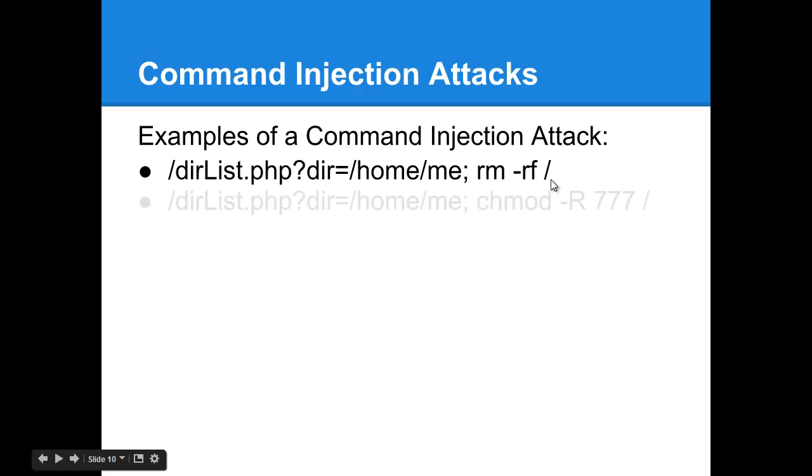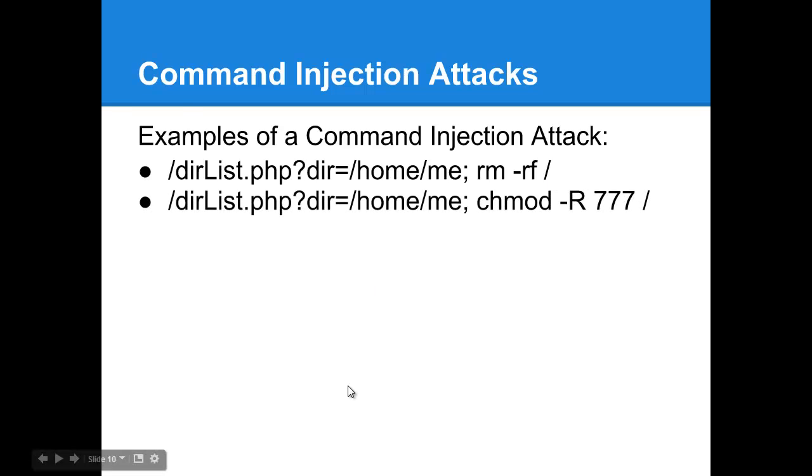Very, very problematic. Another one, same thing, dirlist.php, question mark, directory equals home/me. So this part would still be valid from the application's view, but then change mode recursive 777 to root. So that gives access to anybody for any of those files that the Apache user has access to.